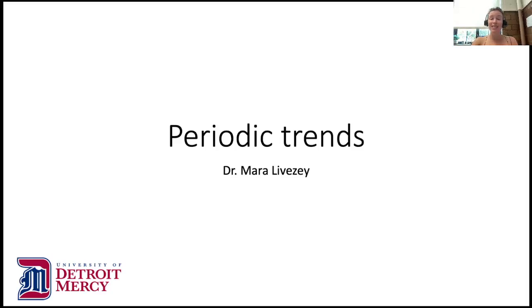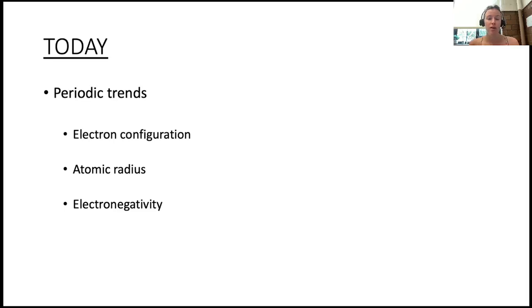Okay, folks, let's continue our discussion of chemistry so that we can understand better how drugs work. And today we'll be discussing periodic trends, okay? So we're going a little bit deeper into what the periodic table can tell us. We'll talk about electron configuration, atomic radius, and electronegativity.